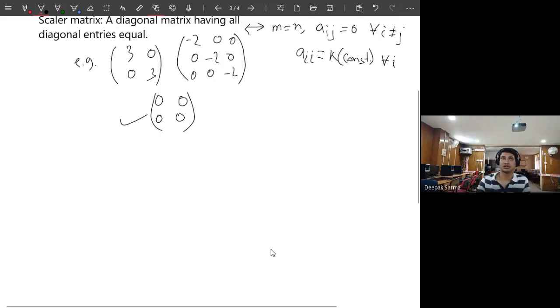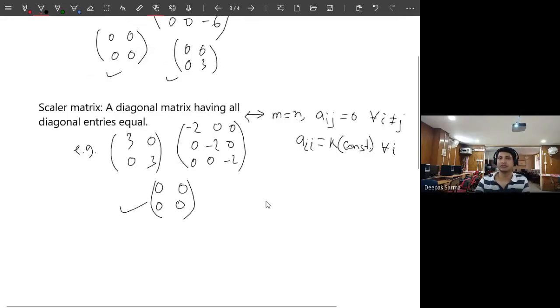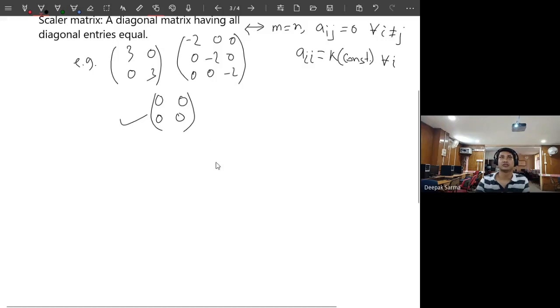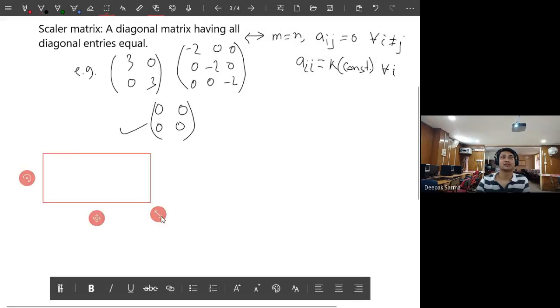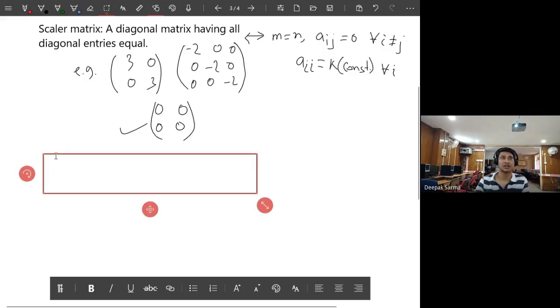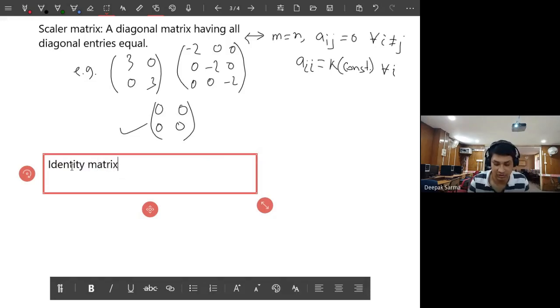So, scalar matrix. If you have any confusion, you can ask. If you don't have any question, then I am going to define the identity matrix, as one of you suggested. There are some other names also, like the zero matrix is also known as the null matrix. The identity matrix is also known as the unit matrix. So here, a scalar matrix.